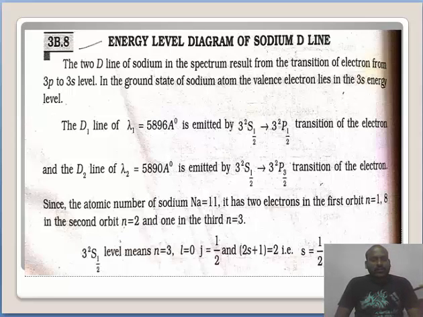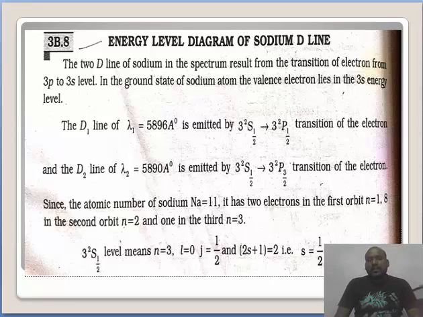The two D lines of sodium in the spectrum are the result of the transition of an electron from the 3p to the 3s level. It means a transition is when the electron jumps from one energy level to another. There are a number of energy levels.